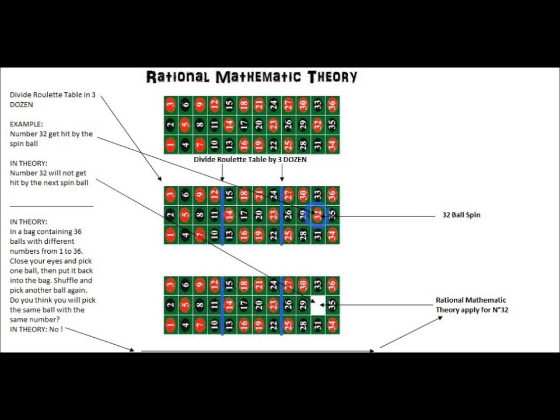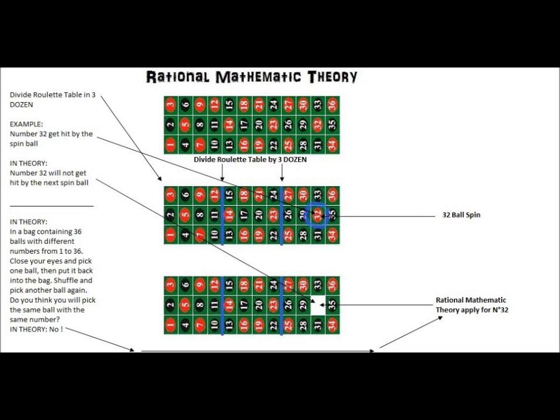How? Let's figure out the rational mathematic theory. If you divide a roulette table in 3 dozens, and if the ball spins on the number 32, in theory the number 32 will not get hit by the next spin. Of course, it is in theory, as the number 32 can show again, even on consecutive spins. But usually, and as a potential mathematic theory, the number 32 will not get hit by the ball again.